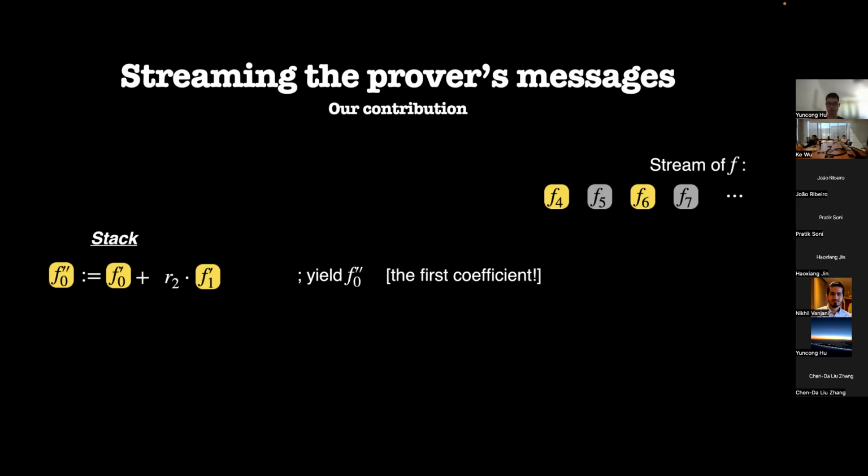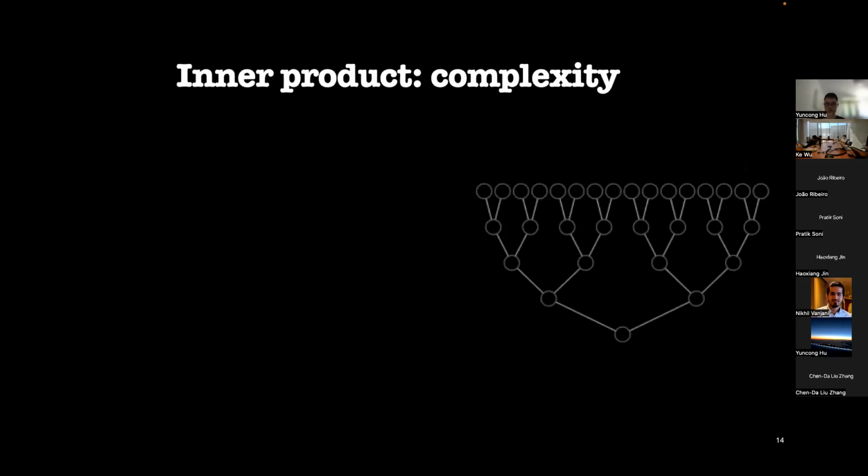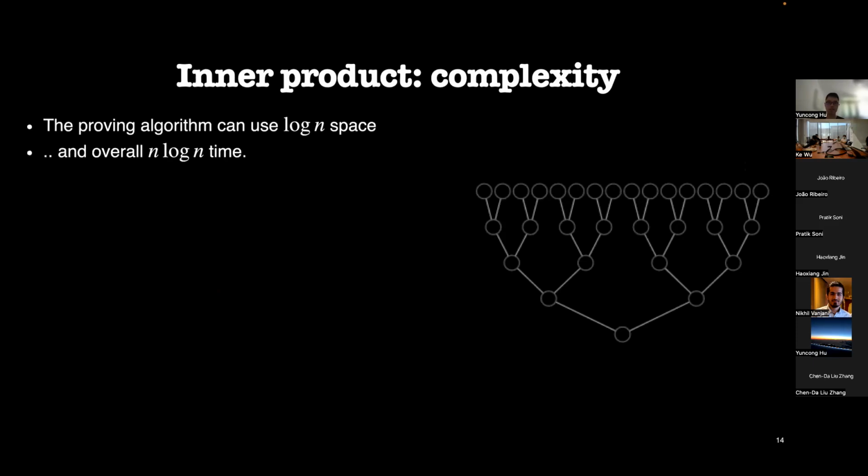In this way, we can just maintain a stack and process the elements in the stream one by one. You can see that the size of the stack is at most log n, because whenever you fetch two elements at the same round, you merge them together. So the stack will always store elements from different rounds, and there are only log n rounds. So the size of the stack is also log n. And the whole computation can be viewed as a tree structure like that.